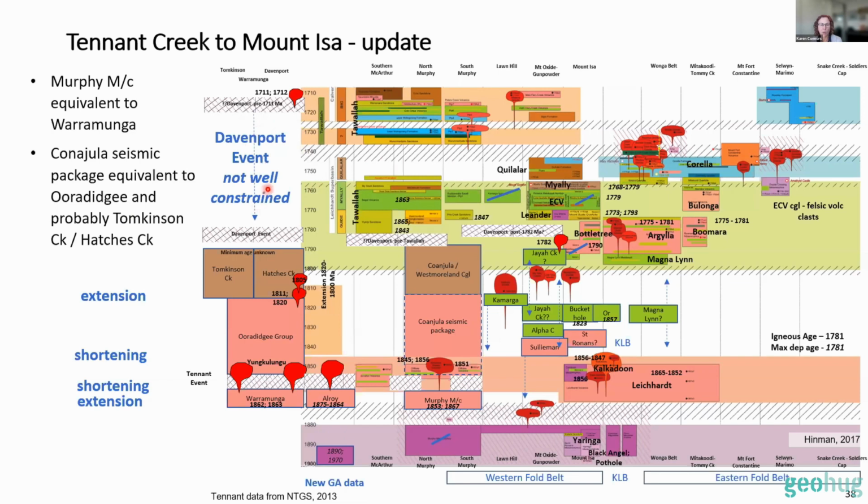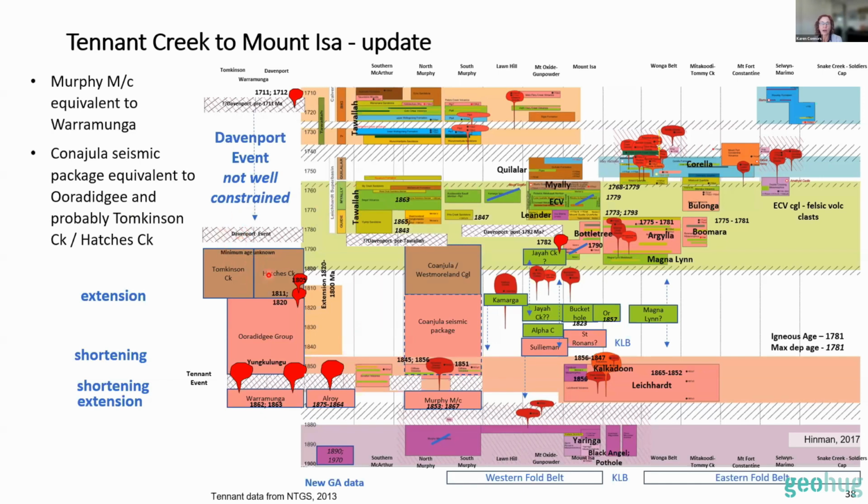There's a lot of detail in here, but the key thought I want to highlight is the Davenport event is not well constrained. A lot of workers will argue that it's younger, and that the Tomkinson Creek and Hatches Creek units, which are strongly folded, are equivalent to Tuala, Red Bank, and which is equivalent to the Leichhardt Superbasin.